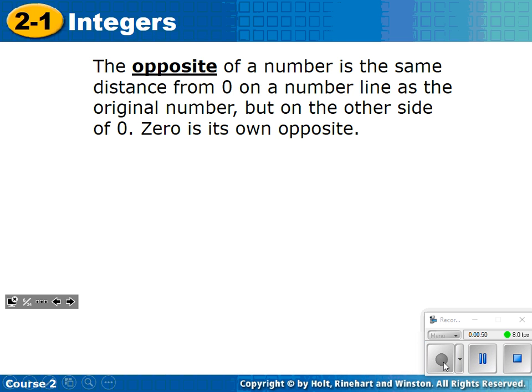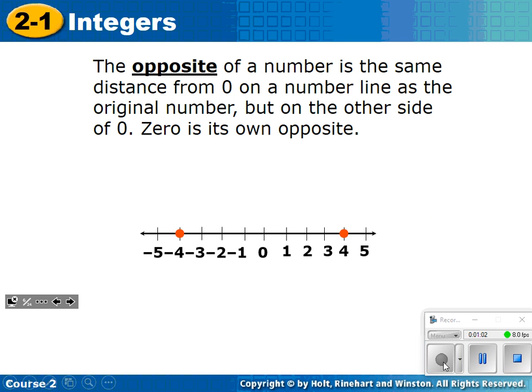So, the opposite of a number is the same distance from 0 on a number line as the original number, but on the other side. 0 is its own opposite. So if I asked you, what is the opposite of 4? Well, -4. What's the opposite of 5?